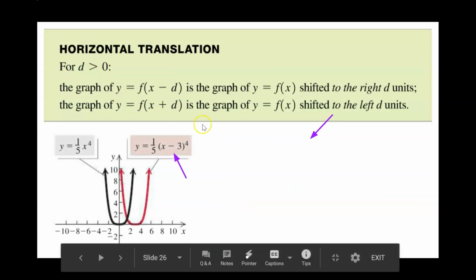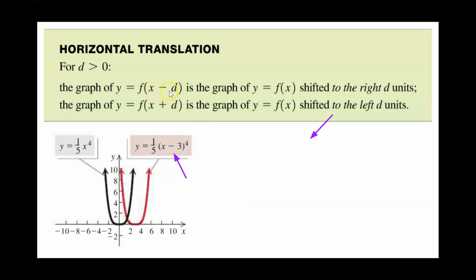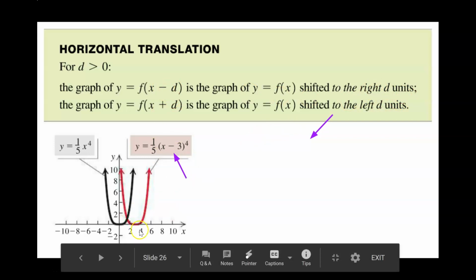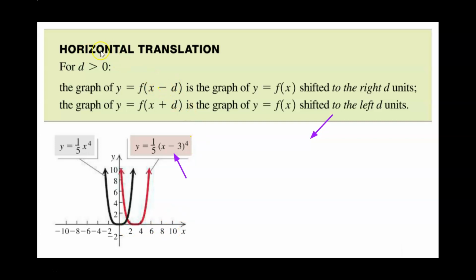This time, a horizontal shift. This time the number is inside with the x. If it's right beside or inside with the x, we're going to do the opposite of what the sign is by shifting. So a minus actually means we shift right. Well, it's kind of confusing because you think of going to the right being positive. In this case here, we have a minus. You have to do the opposite for horizontal translation. For the plus sign, we're going to go to the left.